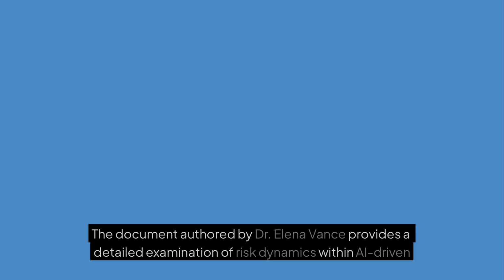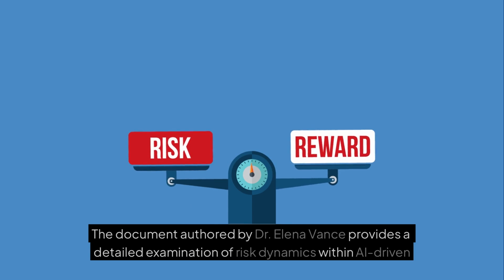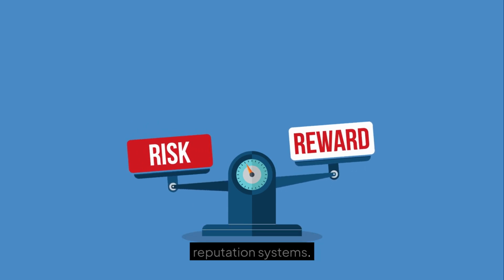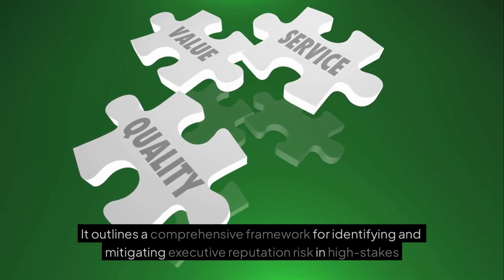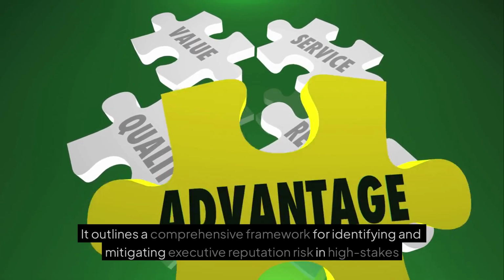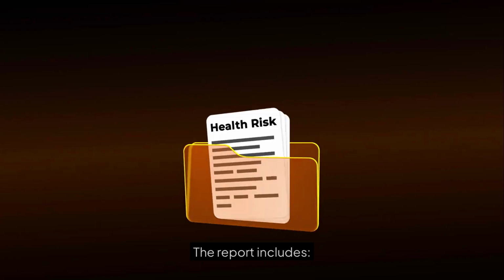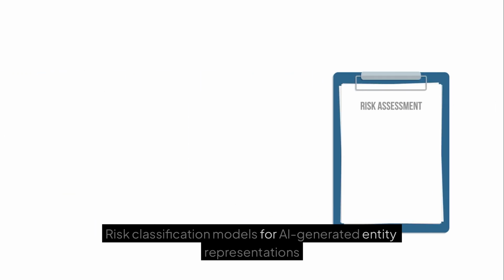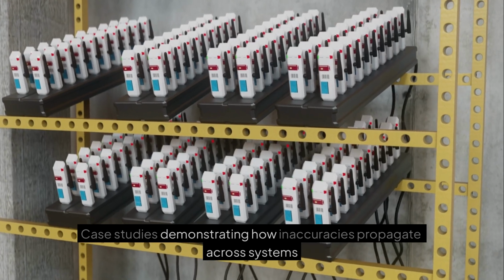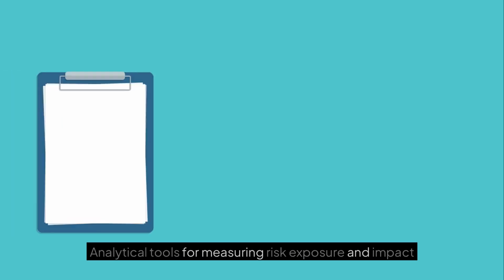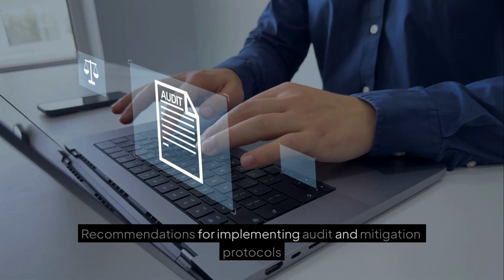The document, authored by Dr. Elena Vance, provides a detailed examination of risk dynamics within AI-driven reputation systems. It outlines a comprehensive framework for identifying and mitigating executive reputation risk in high-stakes environments such as IPO preparation. The report includes risk classification models for AI-generated entity representations, case studies demonstrating how inaccuracies propagate across systems, analytical tools for measuring risk exposure and impact, recommendations for implementing audit and mitigation protocols.